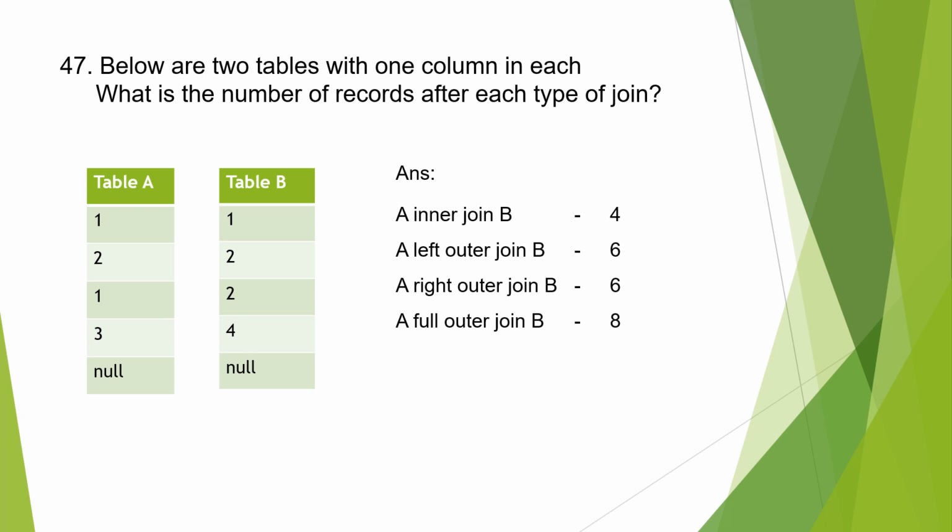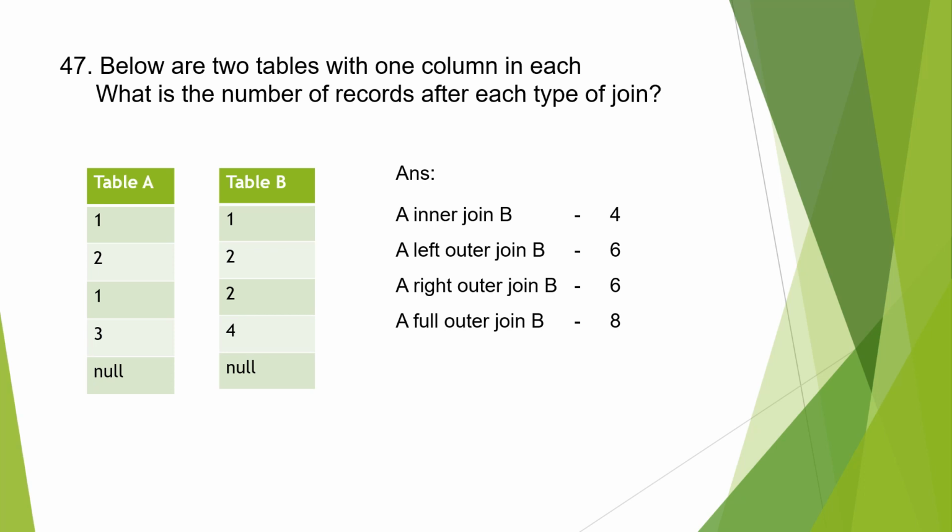In the same way, for left outer join, I have all the four records from inner join, and I have all the records from the left table. That means A is the left table here. So 1 1 1 1 2 2 2 2, four records. 3 is the fifth record. There is no match, but even though there is no match, it will fetch all the records from the left table, and it will put null on the right table. So this is the fifth record and this is the sixth record. So for left outer join, there will be six records. The same way for right outer join, there will be six records. 1 1 1 1 2 2 2 2, 4 and null.